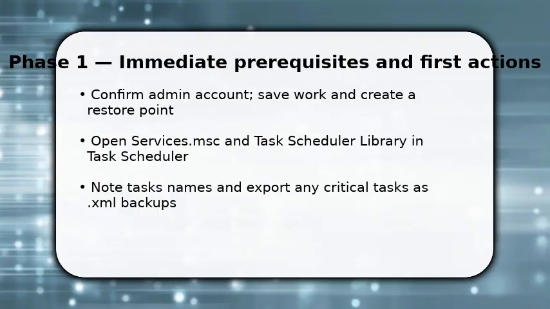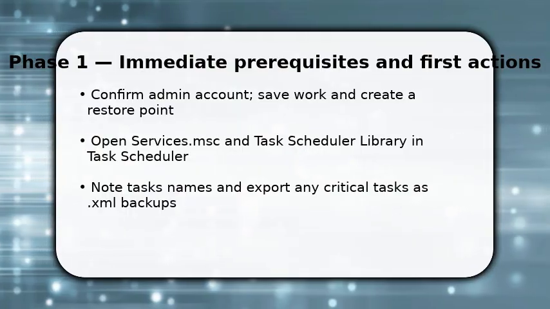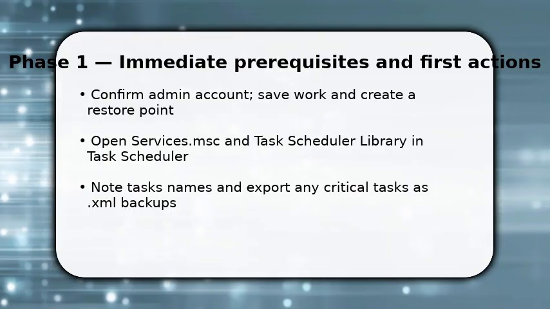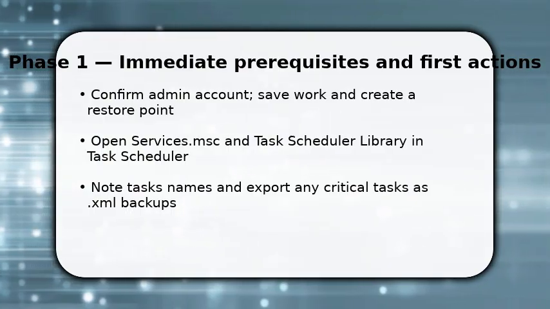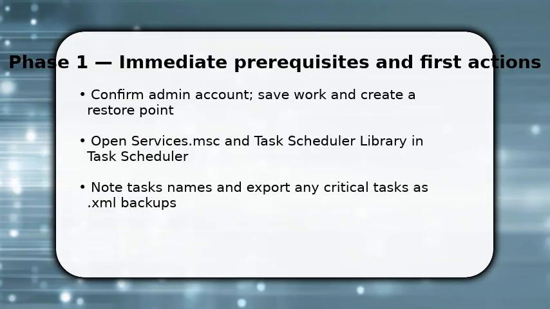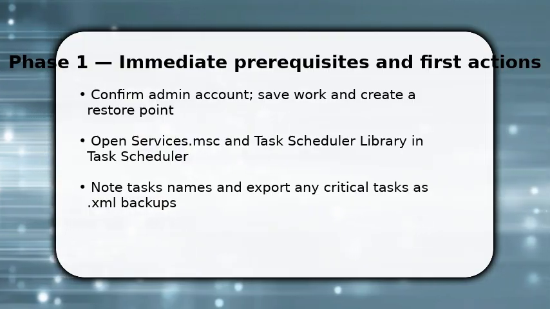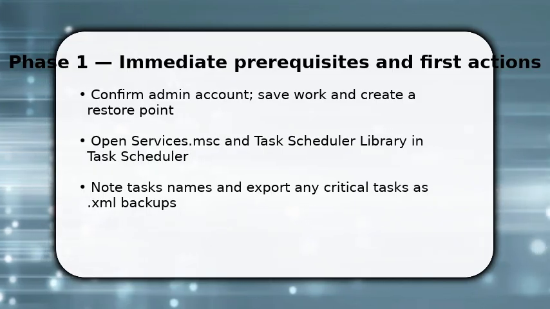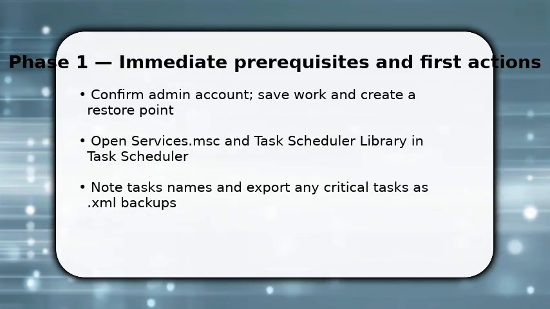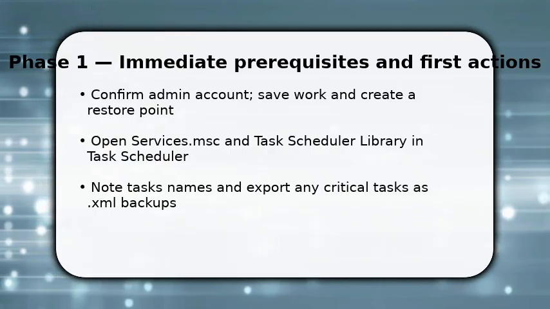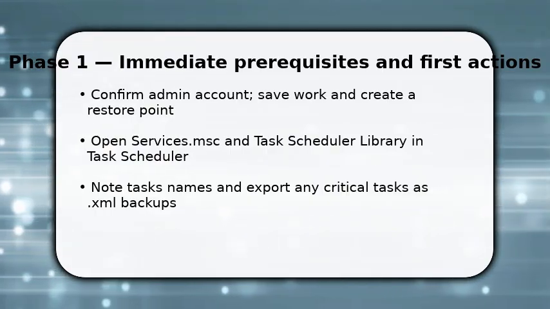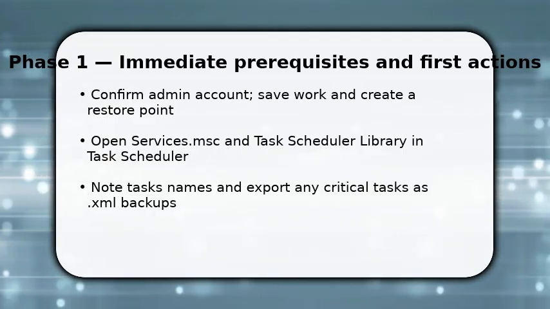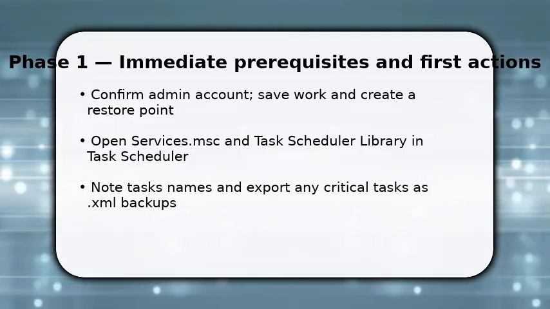You need admin rights? Make a restore point now because removing scheduler changes services. First, export critical scheduled tasks by right-clicking each and choosing Export. This preserves settings. Then open Services.msc and Task Scheduler Library, side by side so you can compare. Once done, identify the Task Scheduler service and related scheduled task names you plan to remove. This step prevents accidental loss and gives you a rollback if something breaks, so don't skip it.